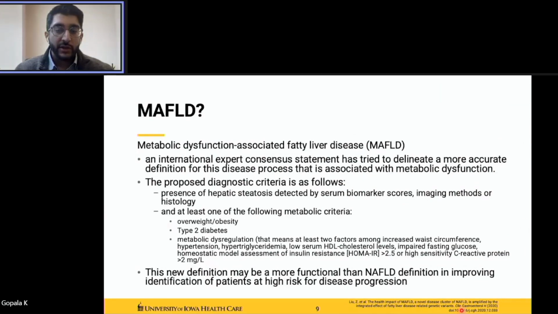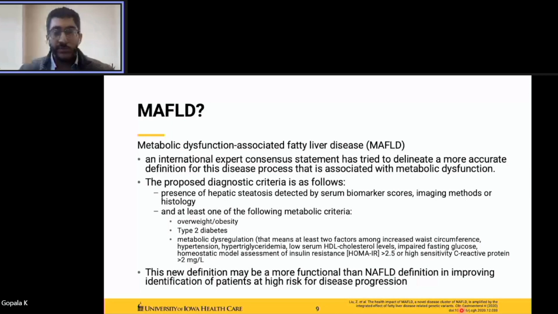I wanted to see if you guys have heard about MAFLD, which is a new terminology that hepatologists have been trying to essentially rename NAFLD as MAFLD. So MAFLD stands for metabolic dysfunction associated fatty liver disease.